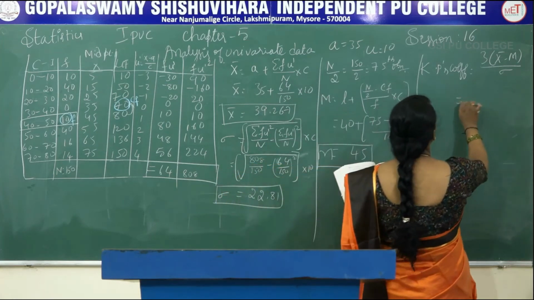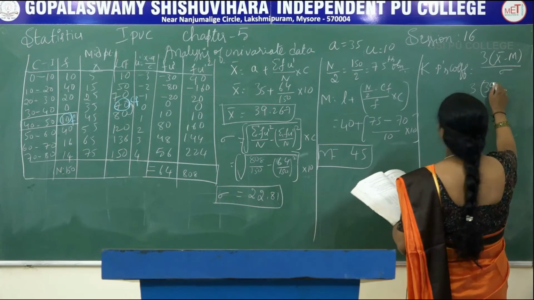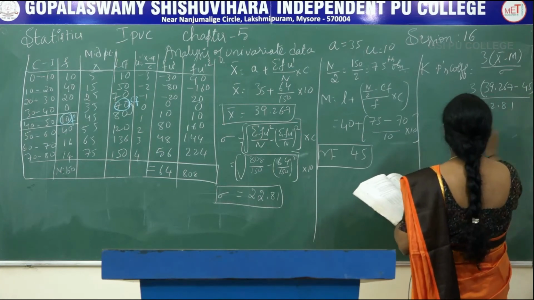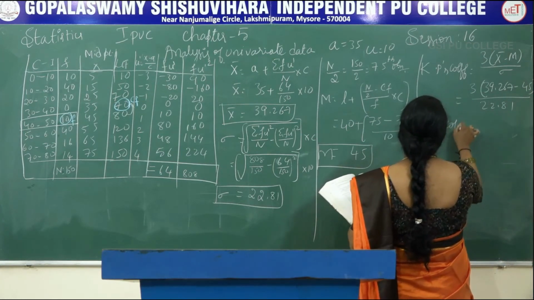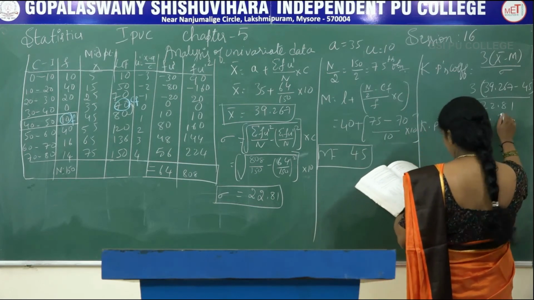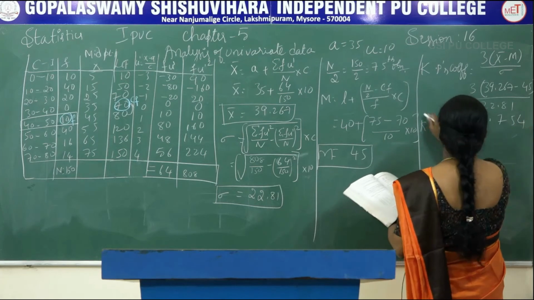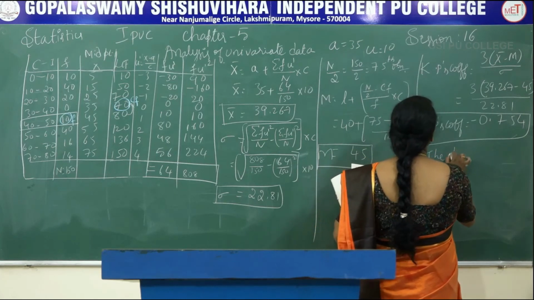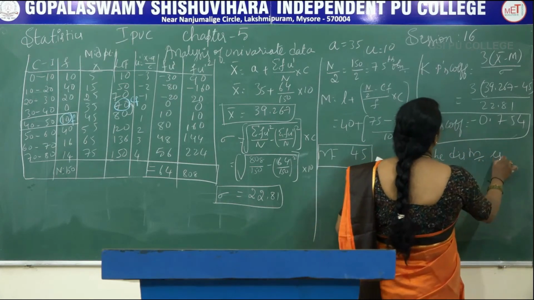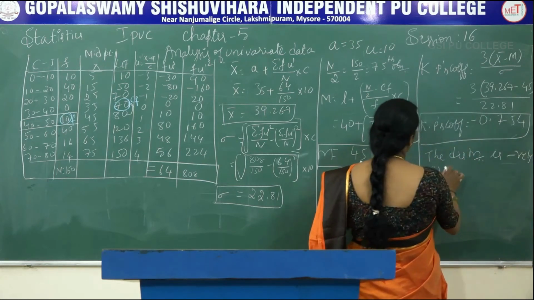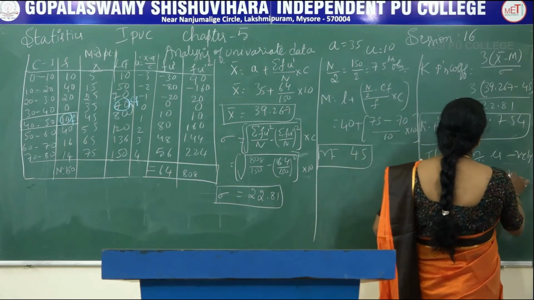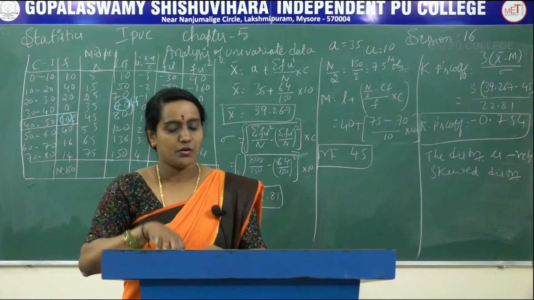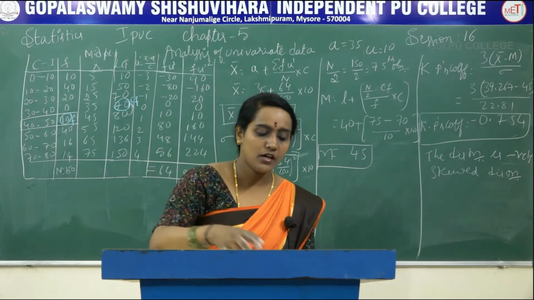Now you substitute everything in Karl Pearson's coefficient. It is 3 times (39.267 minus 45) divided by 22.81. So Karl Pearson's coefficient is equal to minus 0.754. Here we got a negative value, so the distribution is negatively skewed. Since we have got Karl Pearson's coefficient in negative, the distribution is a negatively skewed distribution.